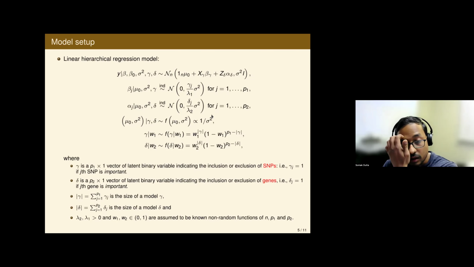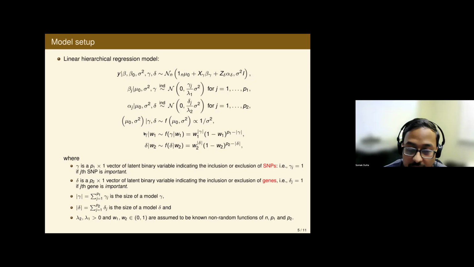In this hierarchical setup, we assume that the intercept and the error variance have what is called a non-informative prior. So the prior on the intercept mu naught is flat on the real line, and the prior density on sigma square is proportional to 1 over sigma square.